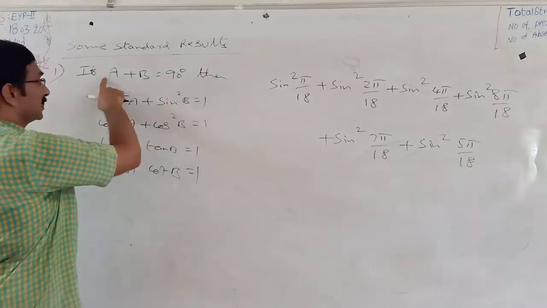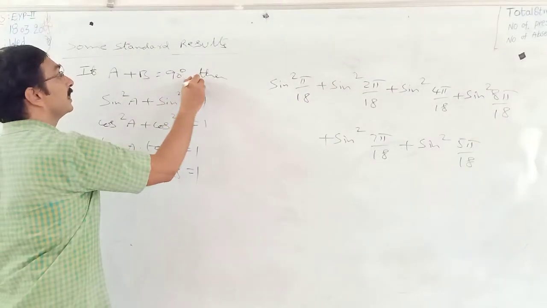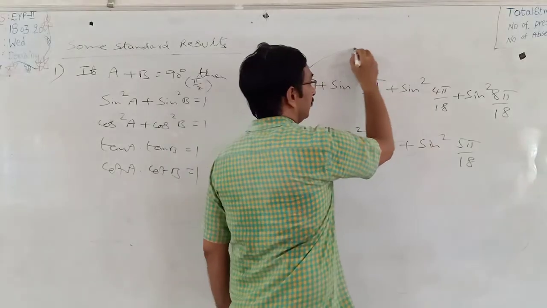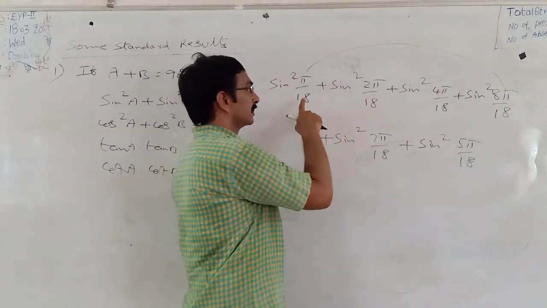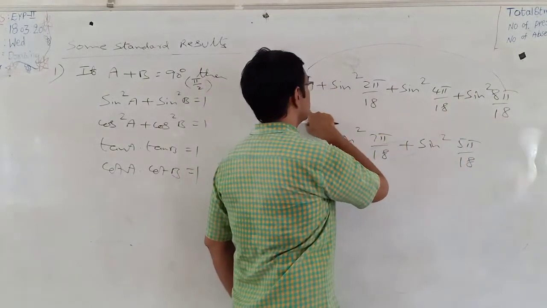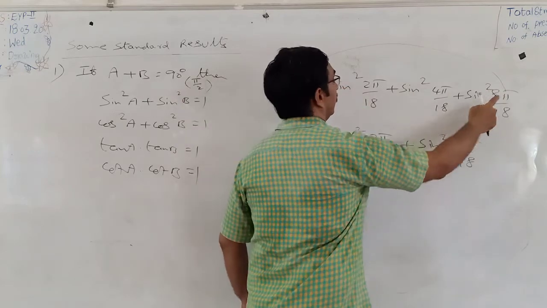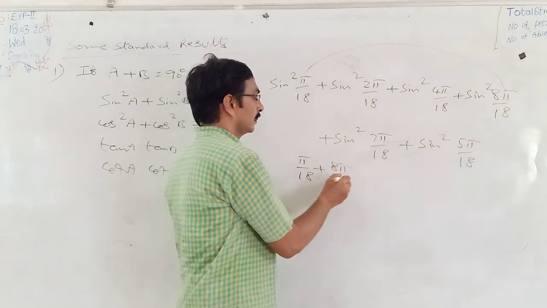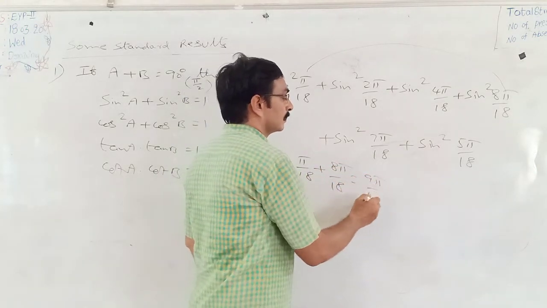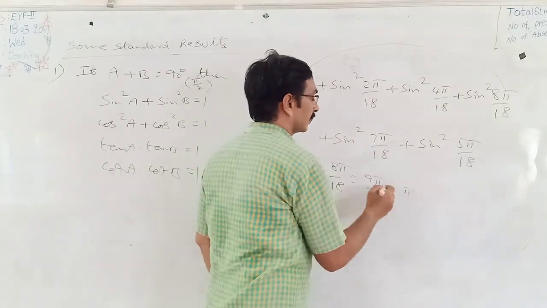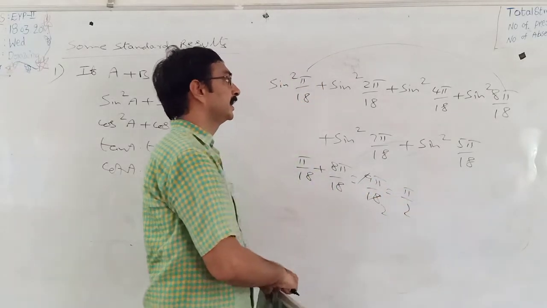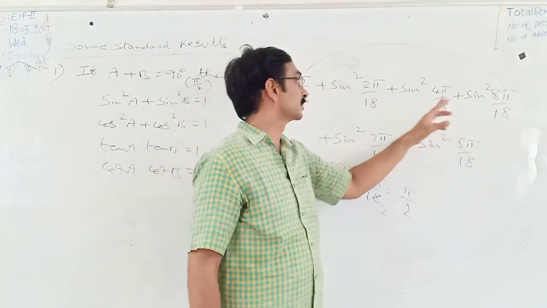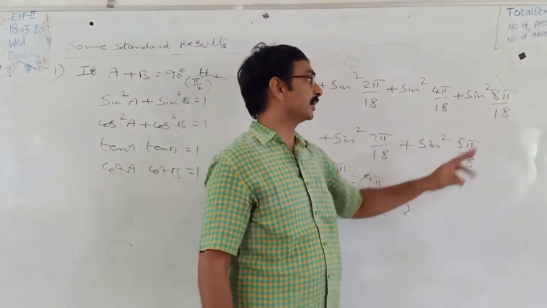So a plus b is 90 degrees. 90 degrees in radians is pi by 2. So clearly, pi by 18 plus 8 pi by 18, see, bases LCM 18, pi plus 8 pi is 9 pi by 18, equal to 9 ones are 9, 9 twos are 18, pi by 2, which means 90 degrees. So pi by 18 plus 8 pi by 18 is pi by 2. So sine square of this one plus sine square of that one is 1.